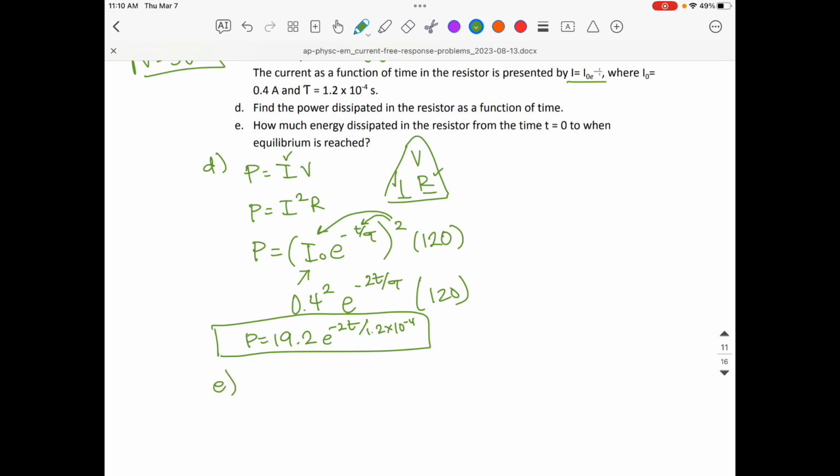Next is finding the energy. Well, in your equation sheet, and we learned about this in mechanics, power is equal to dE over dt. Change in energy over change in time. We have the power equation with respect to time. So if I multiply the dt to the other side, I have dE is equal to, let me plug in my power equation, and multiply that whole thing by dt.